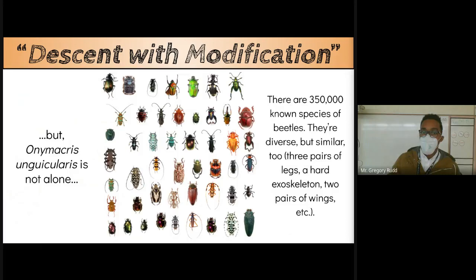All beetles have 3 pairs of legs. All beetles have a hard exoskeleton, so like a hard shell covering. And they all have 2 pairs of wings. So even though we see, even in this image, that they all look totally different, they live in different environments, they have different capabilities, they do have those shared similarities. And this leads us to 3 very important characteristics. Oh, I guess I'll tell you after we watch this quick video.